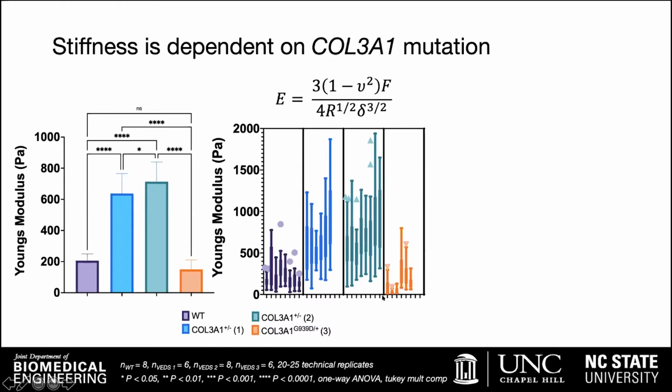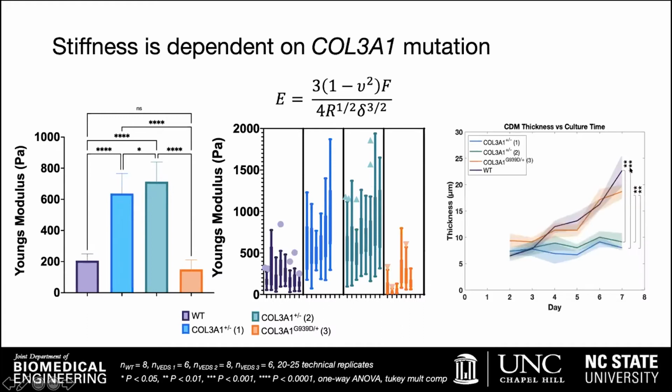And if you look at the box and whisker plots over here, you can see they also have higher variability of the Young's modulus within the samples compared to wild type and the dominant negative. However, you'll remember that the two haploinsufficient lines were significantly thinner, and thickness can have a big impact on mechanical properties. And so we were worried that this increase in stiffness that we were seeing was artificial and a result of just having a thinner matrix.